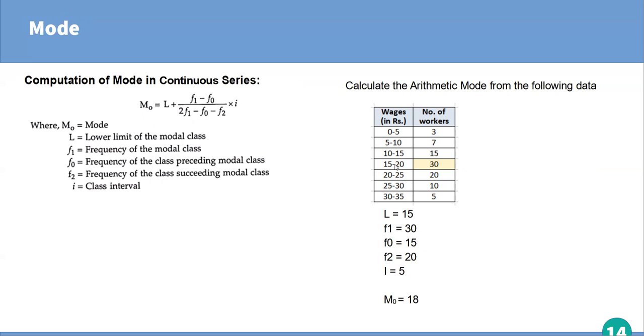In this example, 30 is the modal frequency. So the lower limit of the modal class is 15 and the frequency of the modal class is 30. The frequency of the class preceding the modal class, in this case, is 15, and the frequency of the class succeeding the modal class is 20, and the class interval is 5. So substituting all these values in the formula, we get the mode is equal to 18.